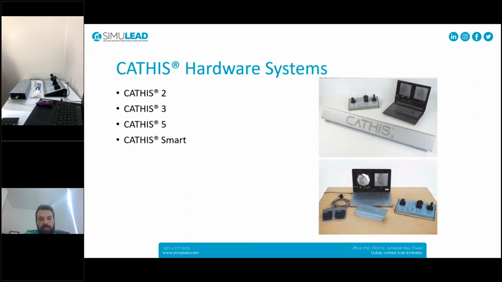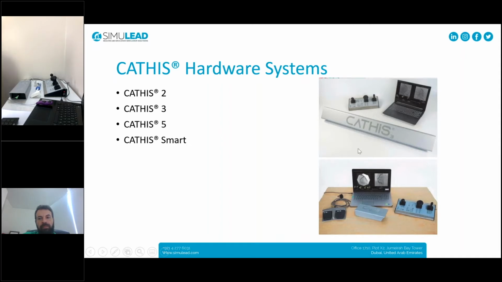Here in this slide, you can see the two models that we have. Actually, we have more than two models, but as you can see in the first picture, this is the Cathis 3. This is one of the models that we have, and the one down here is the Cathis Smart. This device is a portable one, mobile, easy to transport, and we will do our hands-on on it after we finish the presentation.